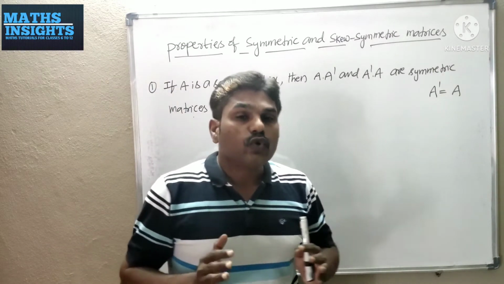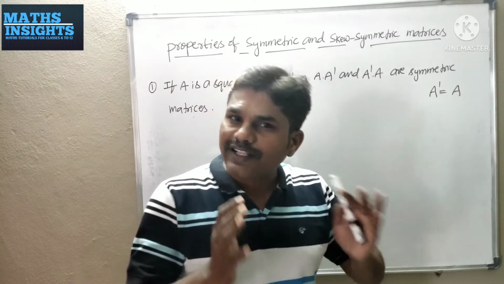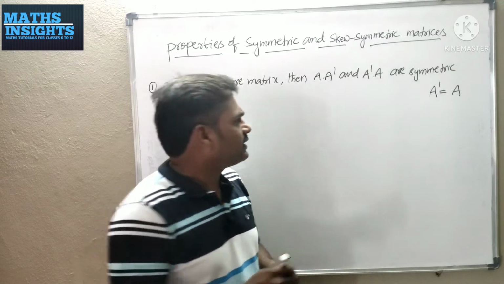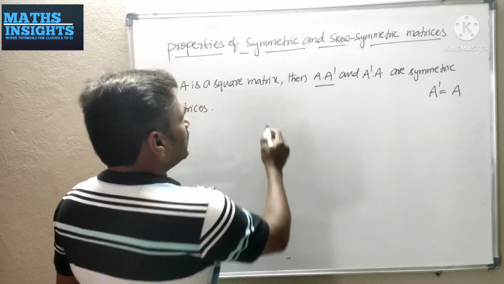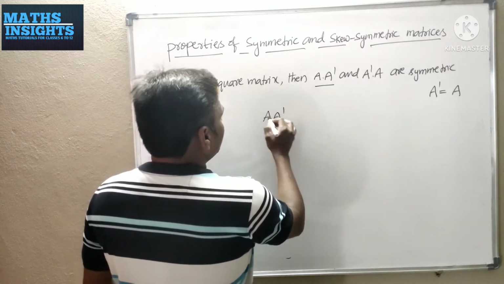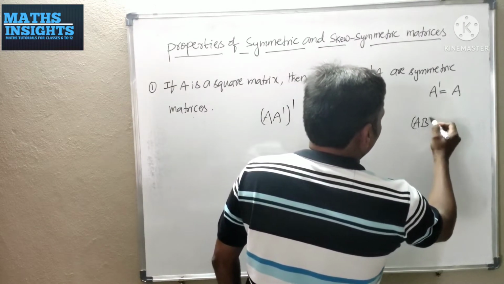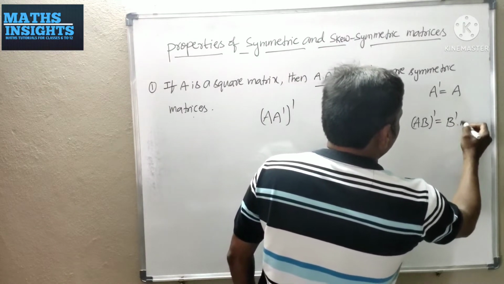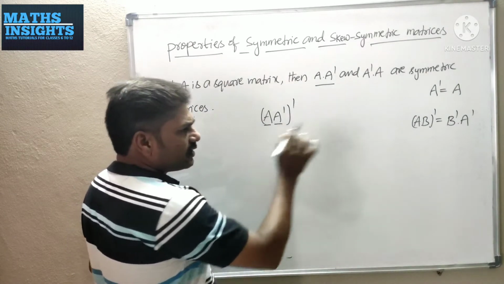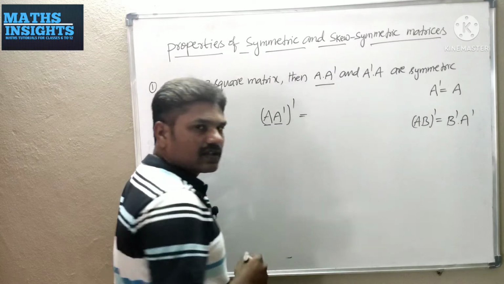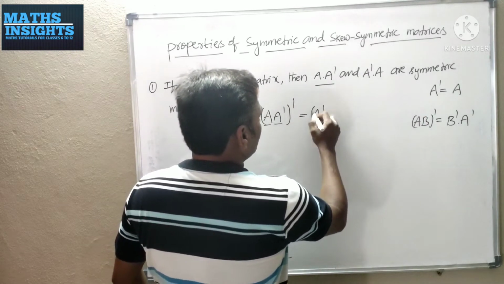If you want to prove whether any matrix is symmetric or not, you have to take the transpose of that matrix. I want to check whether A into A dash is symmetric or not, so I have to take its transpose. A into B whole dash is equal to B dash into A dash. In this case, treat this as A and this as B. Therefore, as per this property of transpose, you will get A dash whole dash.